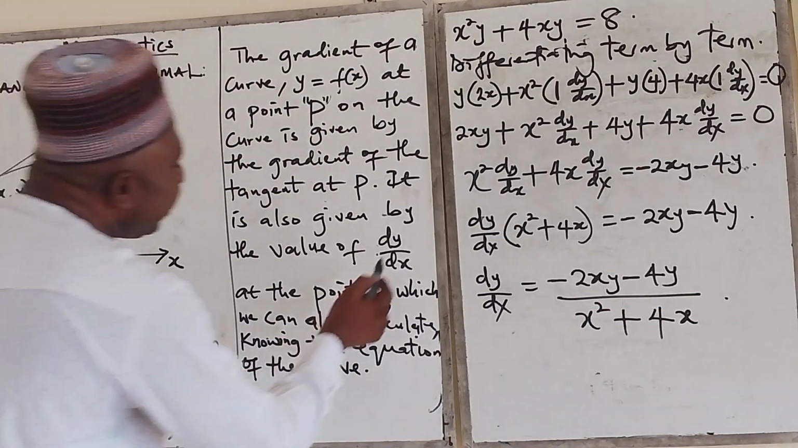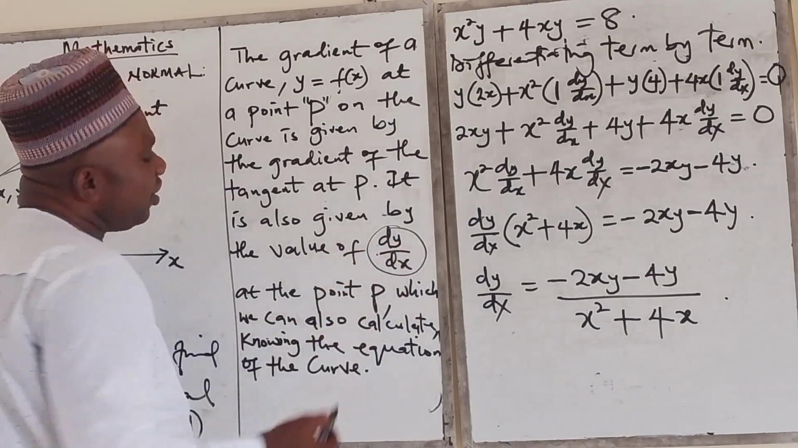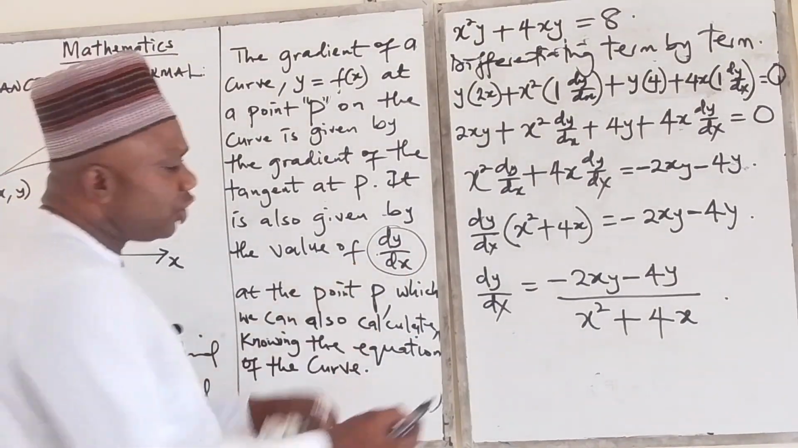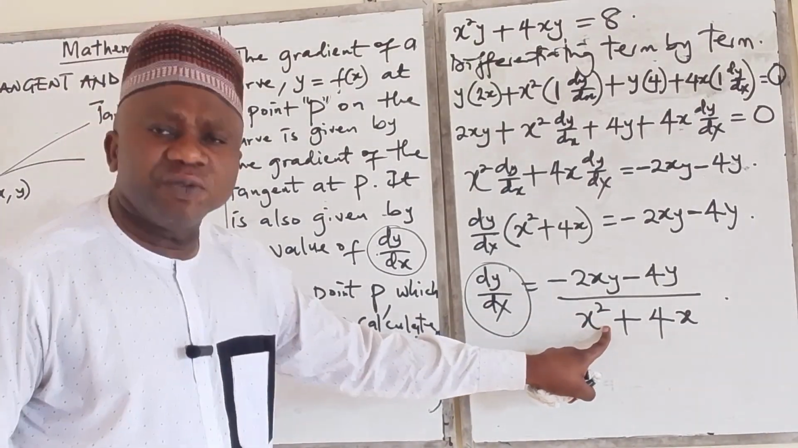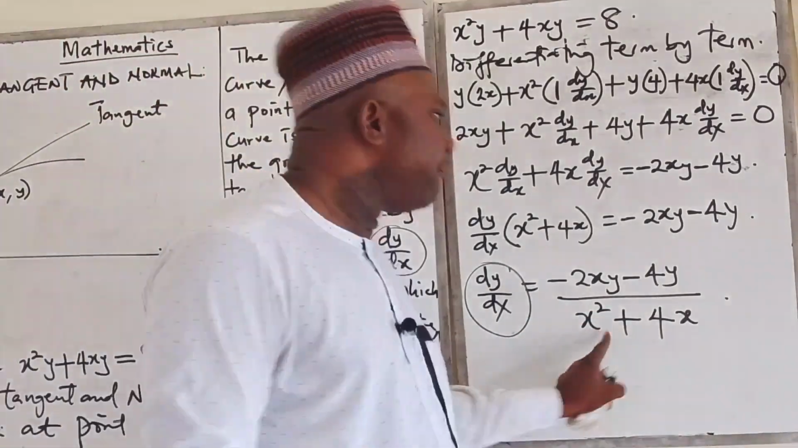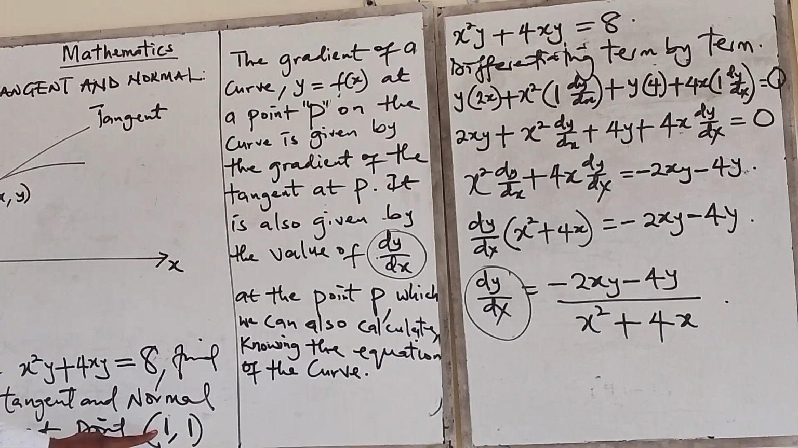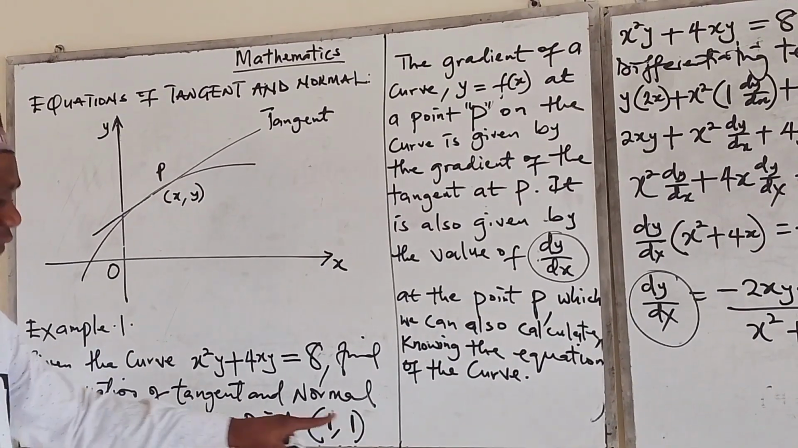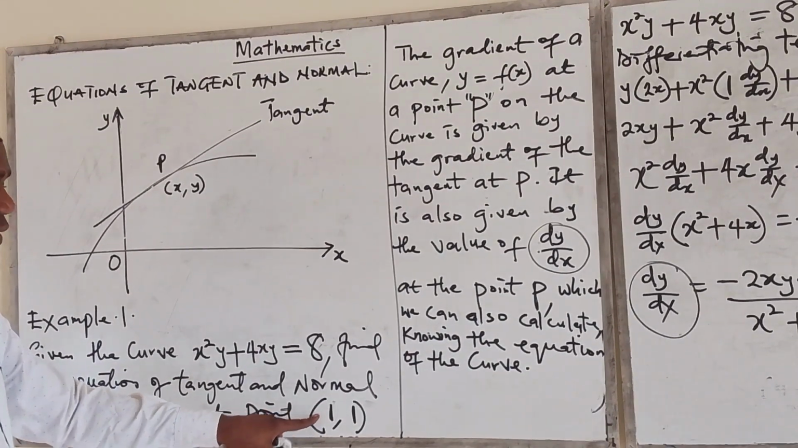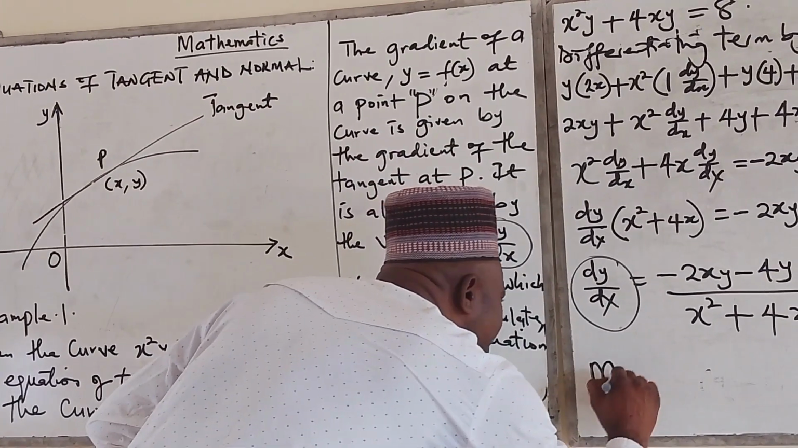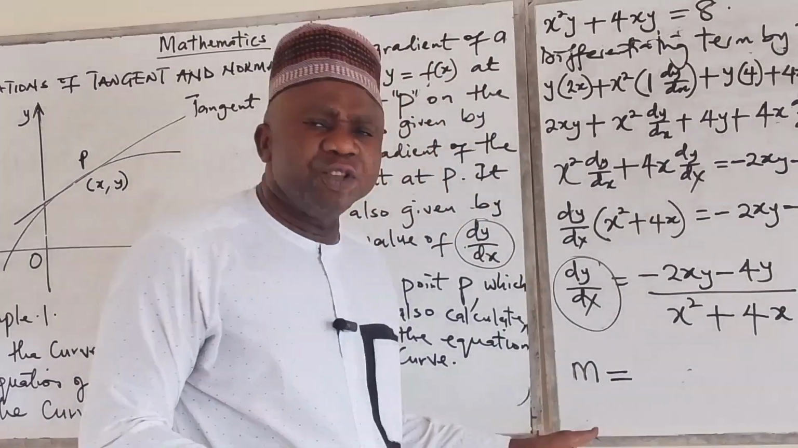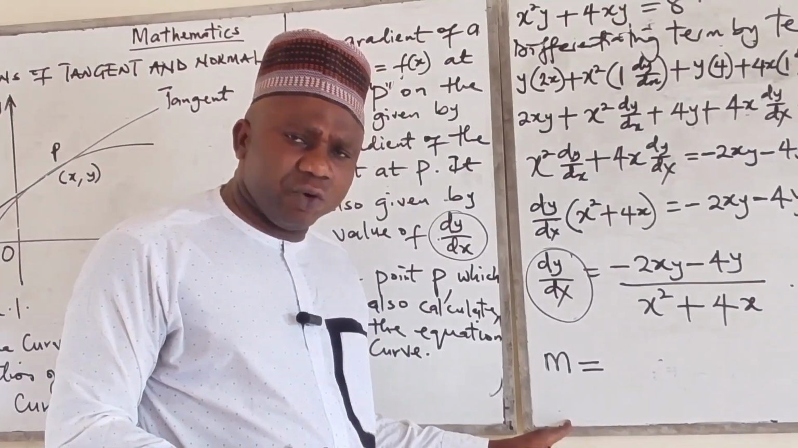And remember we said the gradient is the same thing as dy over dx. So it means this is the gradient of the curve. Yes, the gradient of tangent. Now at this point, since we are given the point (1, 1), it means the value of x, we are going to substitute 1, and also the value of y, 1. So it means the gradient of tangent. Now I'm using m to designate the gradient of tangent.